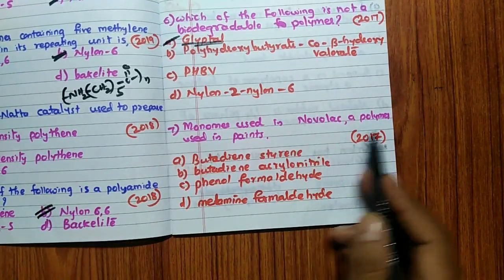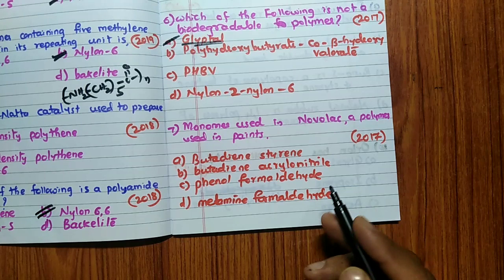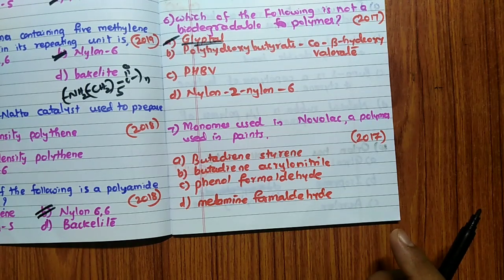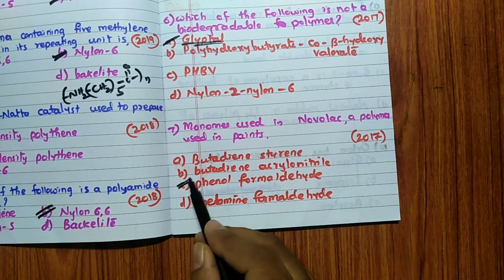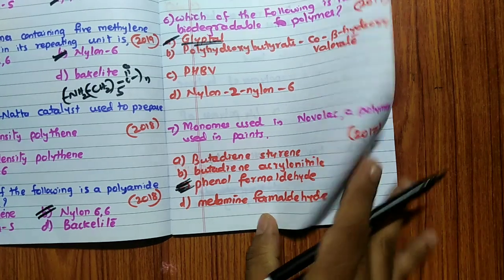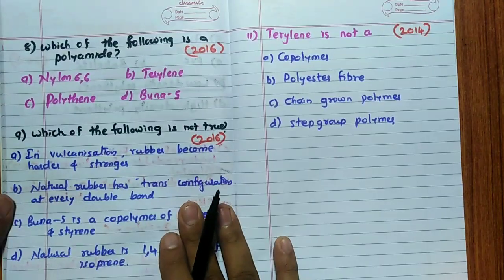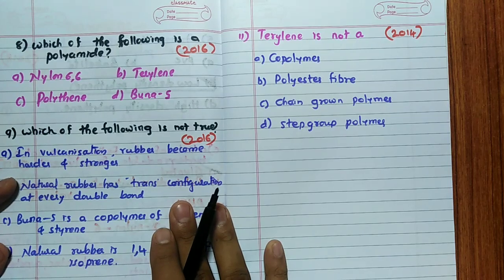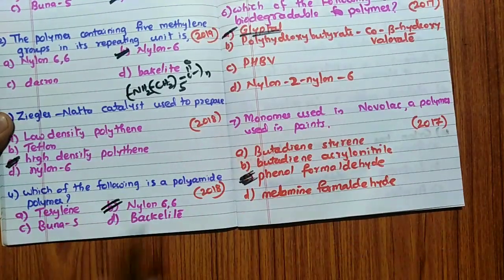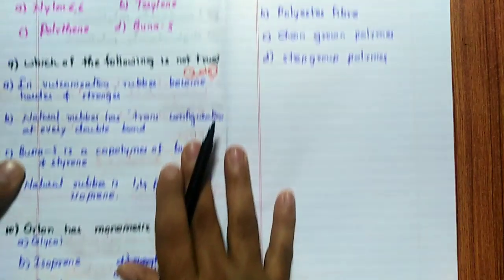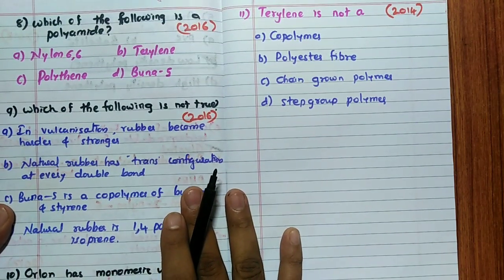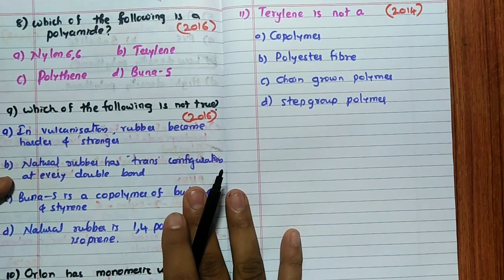The monomer used in Novolac, a polymer used in paints. Remember, Novolac is the linear polymer which is formed before forming Bakelite. So what is Bakelite? Bakelite has the monomers phenol and formaldehyde, right? So the answer for this question is phenol formaldehyde. Which of the following is a polyamide? Once again, the same question which was asked here; only one option is different. So same thing here also. Definitely nylon 6,6 is the answer for this.